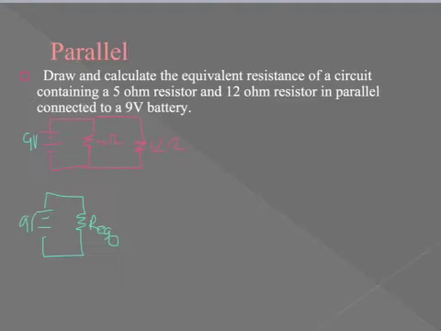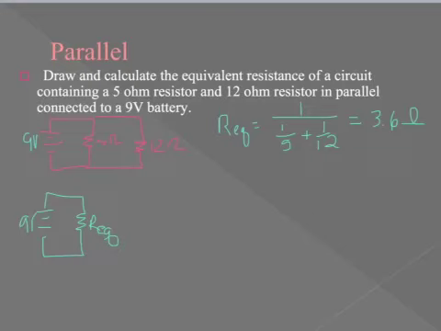Okay, so we need to use our new equation. So R equivalent equals 1 divided by 1 over R1, which is 5, plus 1 over our other one, which is R2, 12. So if we plug that into our calculators, we find out that it's going to be 3.6 ohms.